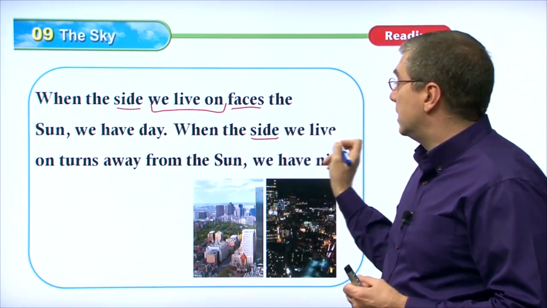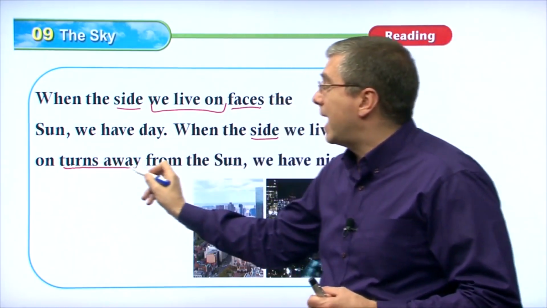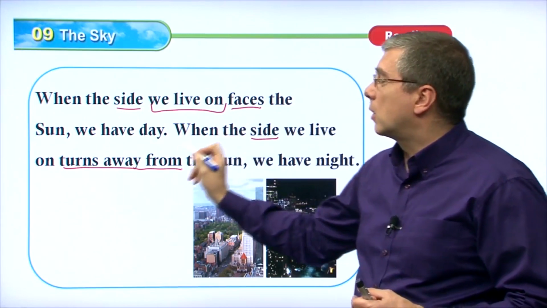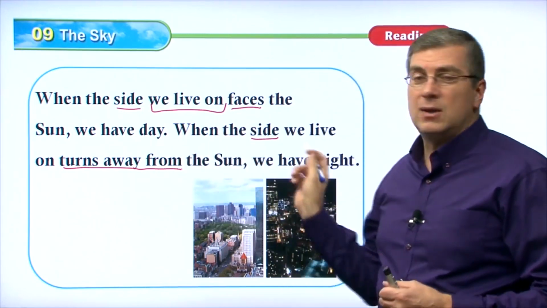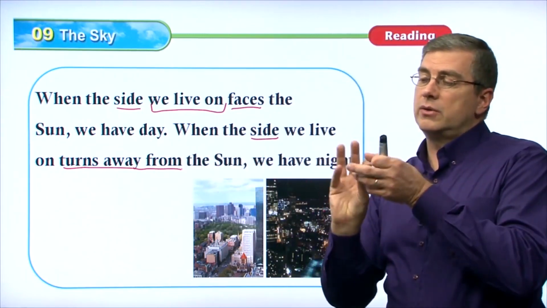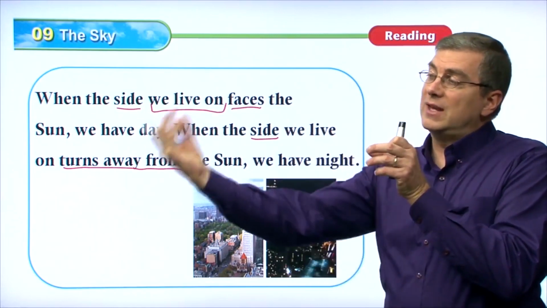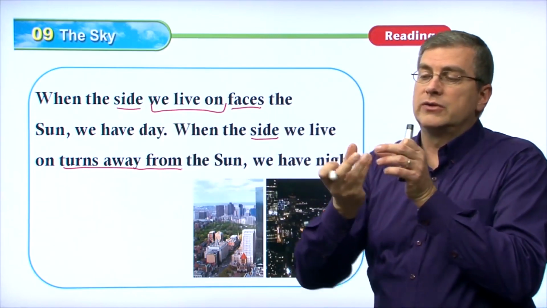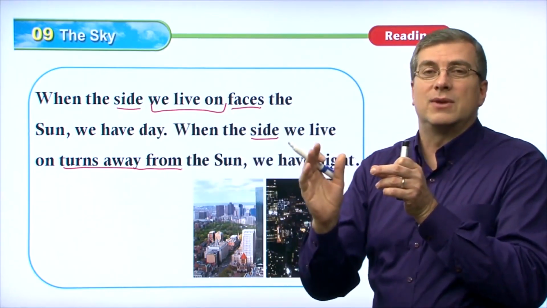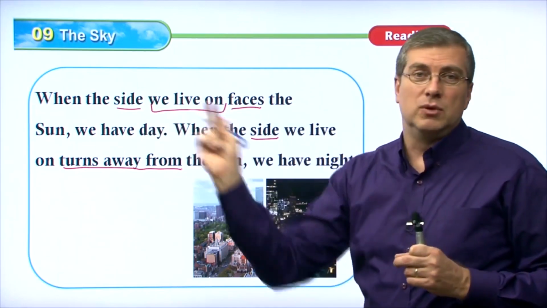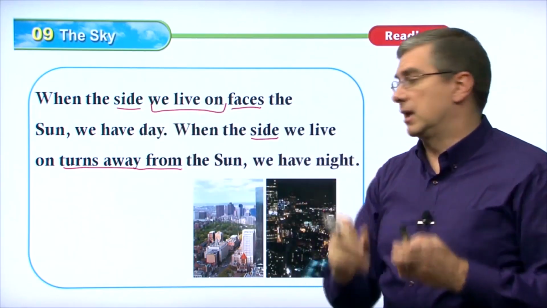When the side we live on turns away from the sun, then we have night. So as the earth is rotating, the side we live on is facing the sun, but then it turns away from the sun. Then we have night. And remember, the sun is not moving, the earth is moving.